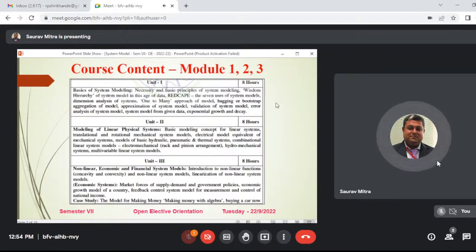Second module is where we are modeling some linear physical systems. So mainly it is electrical, mechanical, electromechanical, thermal, and a little bit of combinational like hydromechanical systems, multivariable system analysis and all. So we are going to develop some system models, mathematical models, by using this.